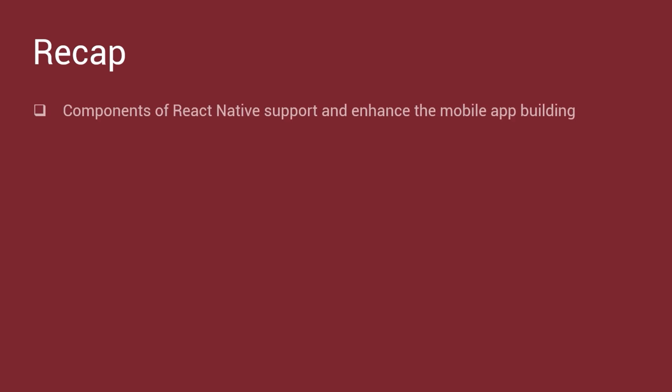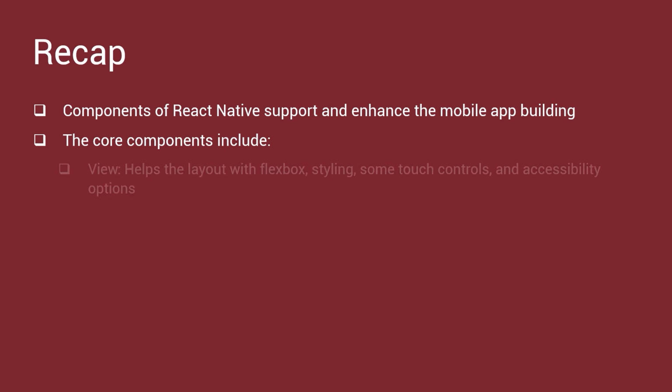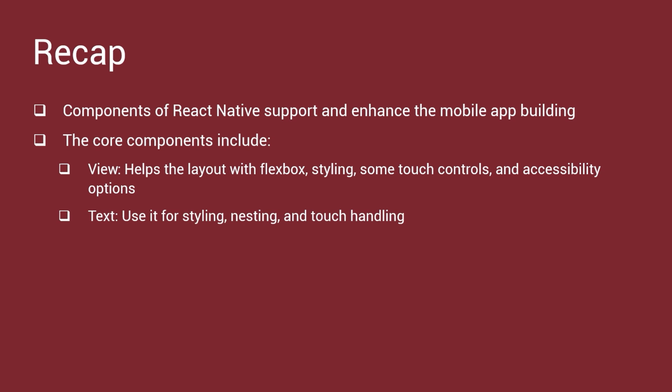In this video, you learned that the components of React Native perform various functions to support and enhance the mobile application building. The core components of React Native include view, text, image, button, text input, scroll view, and flat list. The view component helps the layout with Flexbox, styling, some touch controls, and accessibility options. The text component is used for styling, nesting, and touch handling.